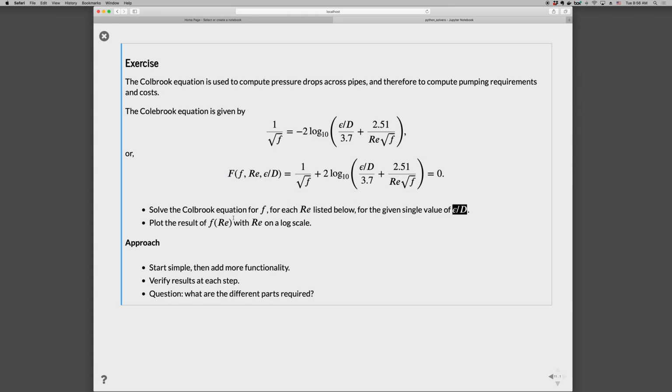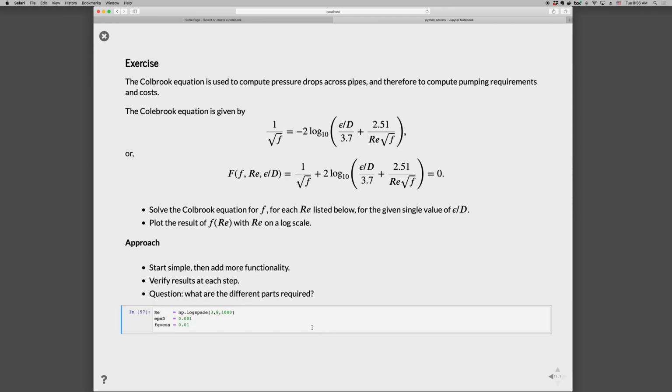So go ahead and pause the video, see if you can work through this. Remember to start simple and then add more functionality and verify your results at each step. Think about what are the different parts that are required. This is going to be much more valuable if you pause and try to solve it before looking at the solution, so go ahead and do that. And we'll work through this.